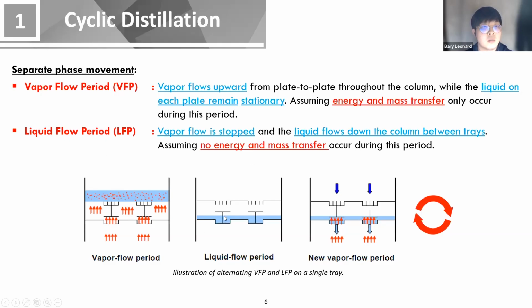The consequent period will be the liquid flow period, where the vapor flow from the reboiler will be stopped, and the liquid will be allowed to flow down from one stage to the other stage. And usually we assume that there is no energy and mass transfer occurring during this period.